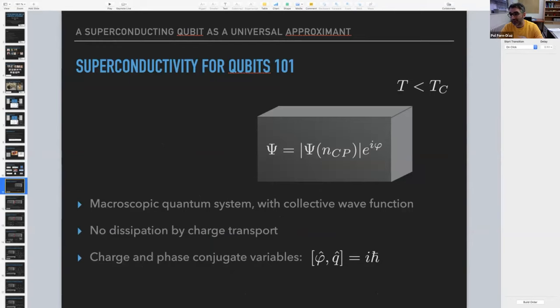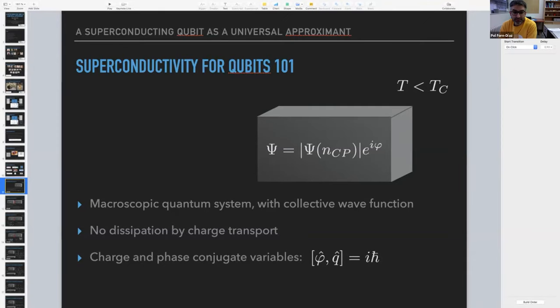So now I'm going to start talking about our particular platform, which is the one of superconducting devices. And since probably most of you are not familiar with superconductivity, I wanted to give a very, very brief overview. A superconductor is a kind of condensate. It's a macroscopic quantum system, and it can be described by a single wave function. What I'm showing here is a block of superconductor at a temperature well below the critical temperature at which superconductivity kicks in. And so we can describe this macroscopic wave function with a certain amplitude and phase. As you know, superconductors can carry charge, so currents, without dissipating any heat.